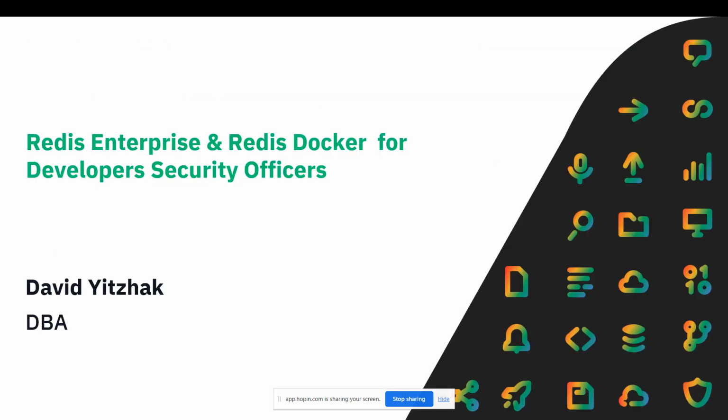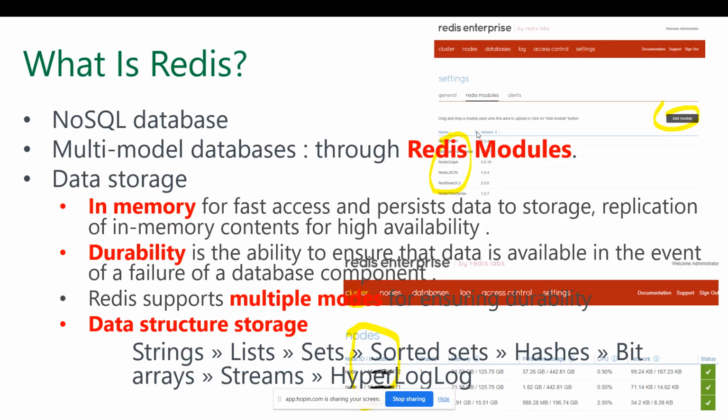So let's move fast and talk about Redis. In this demo, I will introduce Redis Enterprise and Redis on Docker for developers and security officers. So why Redis? It's not a SQL database. It's a multi-model database. Why? Because they have a lot of models we can add.